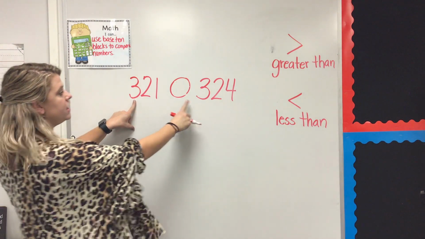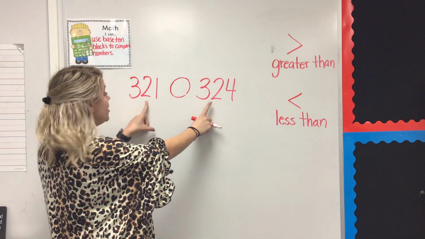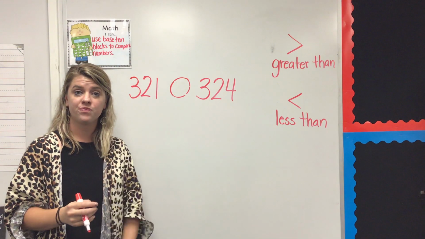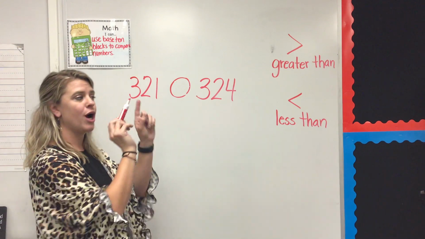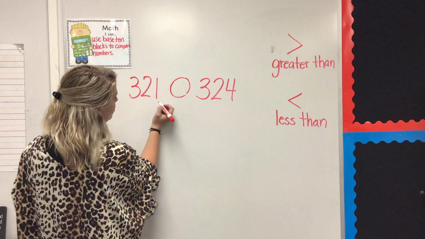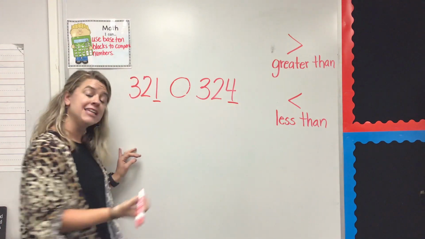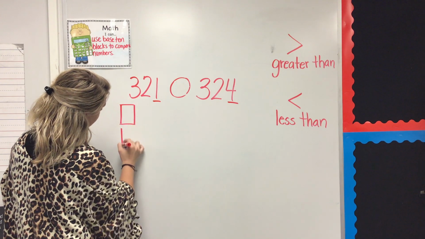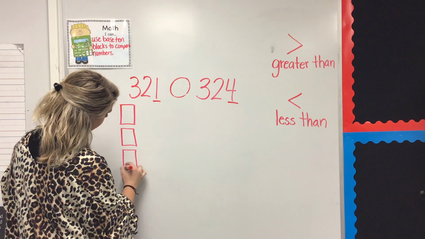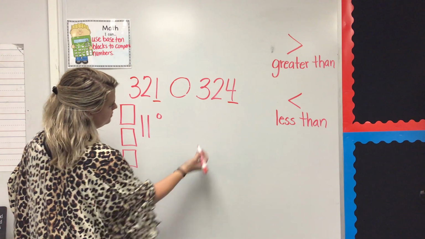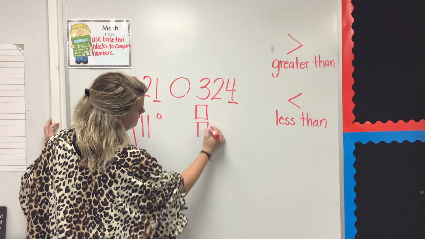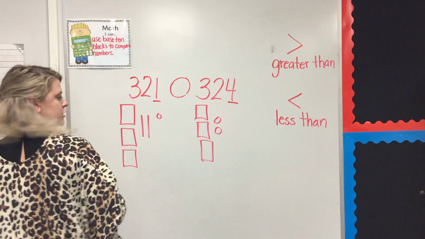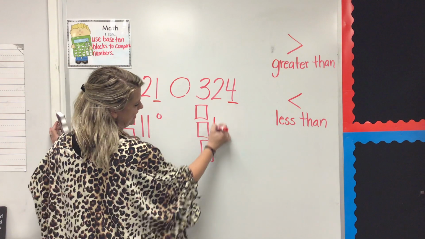What is going to happen? Look at this. The number's the same in the hundreds place. The number's the same in the tens place. What are we going to do? You are so smart. We're going to move it on over to the ones place. And that's where we're going to compare. So let's draw our picture. 300, 21, and 300, 20, whoops, that's not 20, that's 2. Whoops, 24.